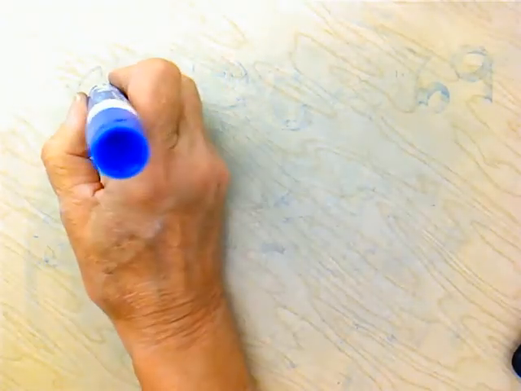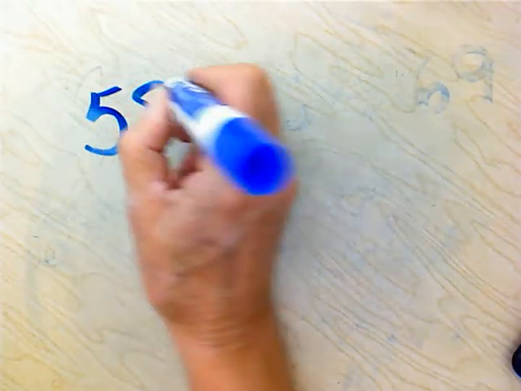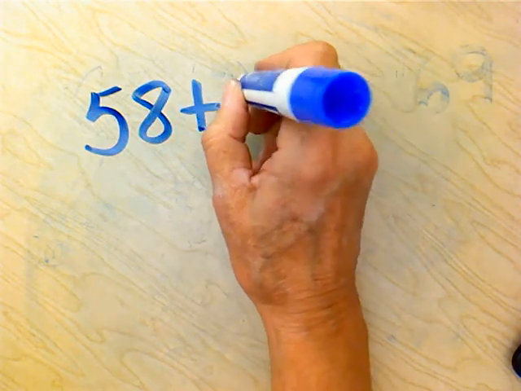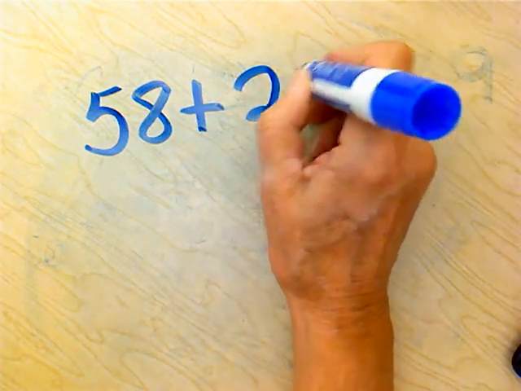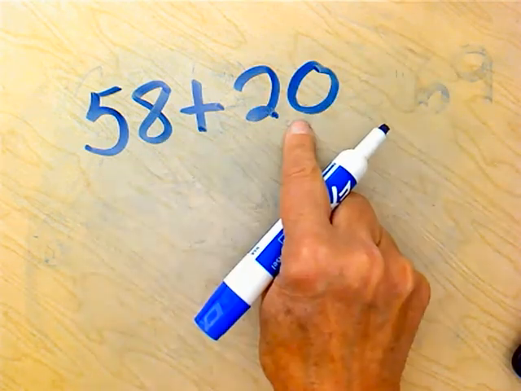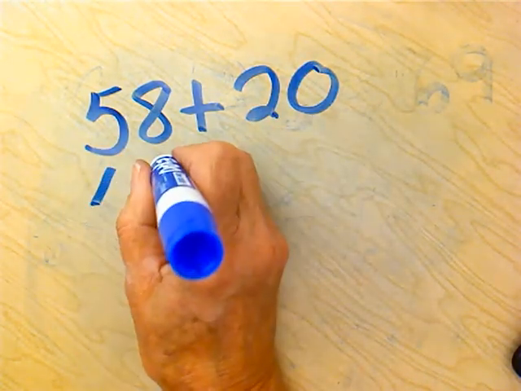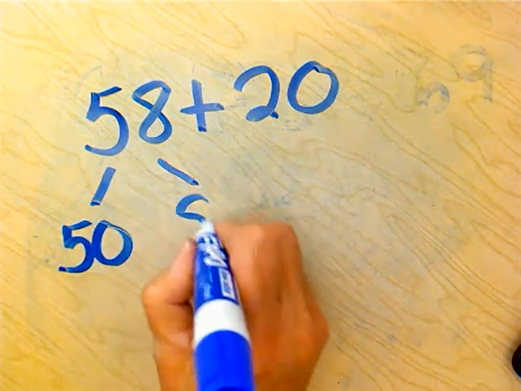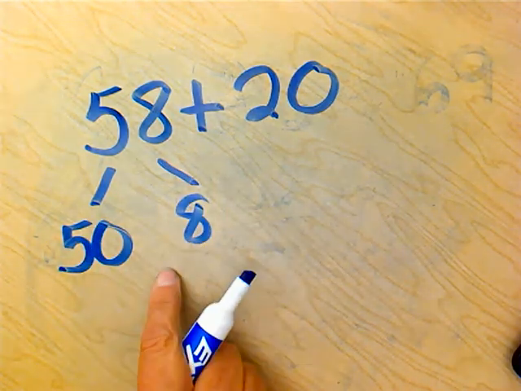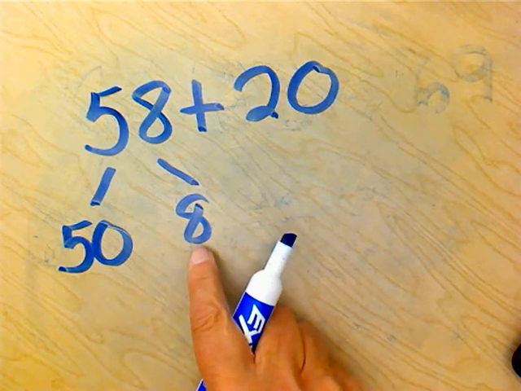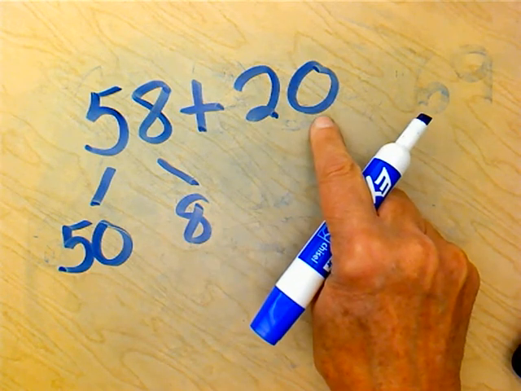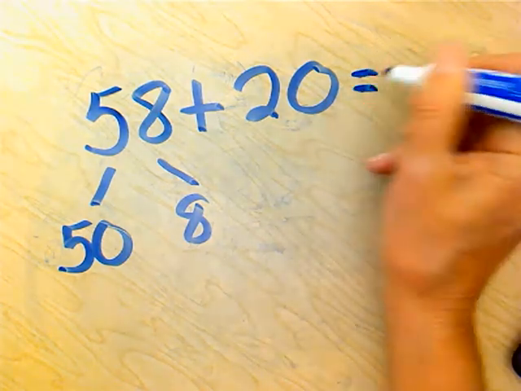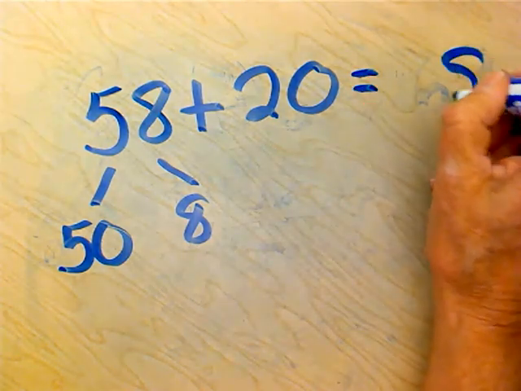Let's do 58 plus 20. So we're going into some two digits. Let's break this apart, and we're going to have 50 and 8. So I'm breaking it into its tens and ones. And I'm going to add my ones and my ones. How much do I have when I add my ones and my ones? Do you get 8? I'll bet you do.